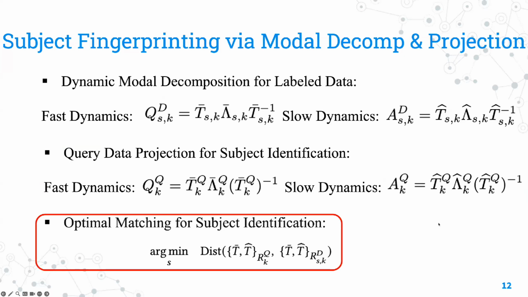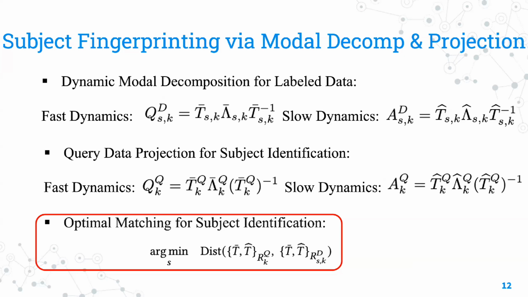Then, to identify the subject, we propose optimized matching. We aim to match the query data dynamics model with the labeled subjects. This is done by minimizing the distance between the projection matrix of the query data, T-hat_Q, and the labeled subject, T-bar, using the following formula. The distance is calculated using the Euclidean metric to see how closely the query data aligns with its labeled subject.